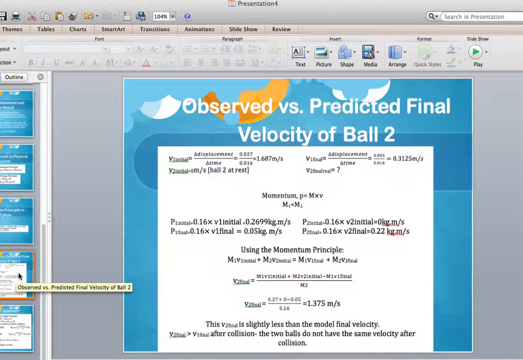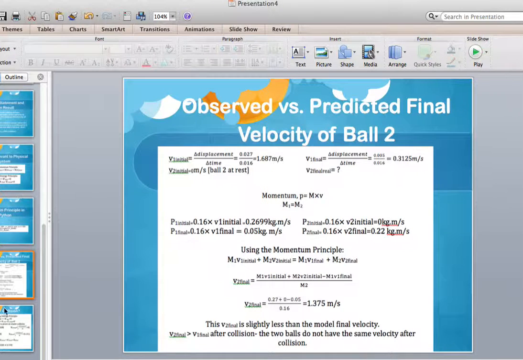I found that the predicted data was slightly faster than my observation data, which showed that ball 2's velocity was 1.375 meters per second, whereas the model predicts it to be 2 meters per second. My model neglected the force of gravity as well as friction, which is actually accounted for in the real-life situation, and I believe this is the reason for the discrepancies. Then, using the final velocity of ball 2 from the real situation, which I found with the momentum principle, I also found the final and initial momentums of balls 1 and 2.